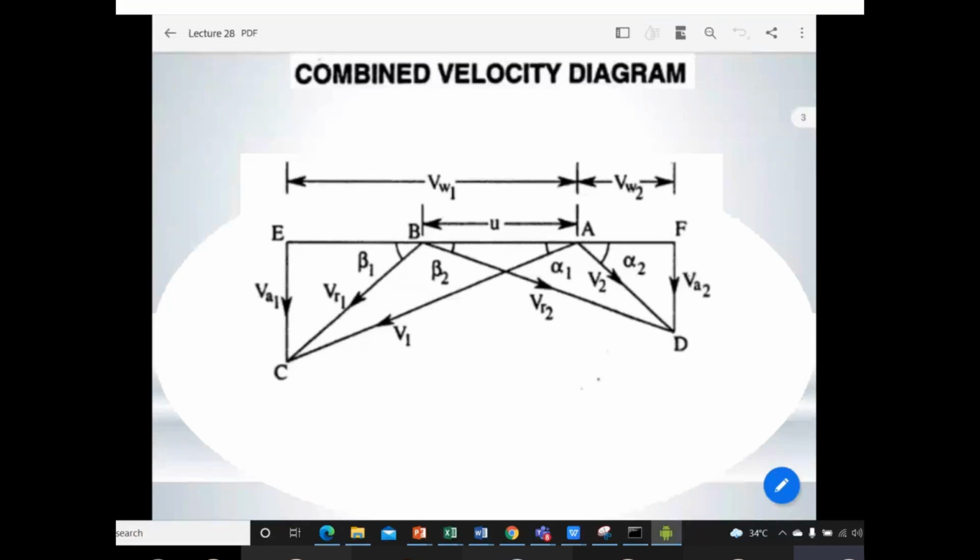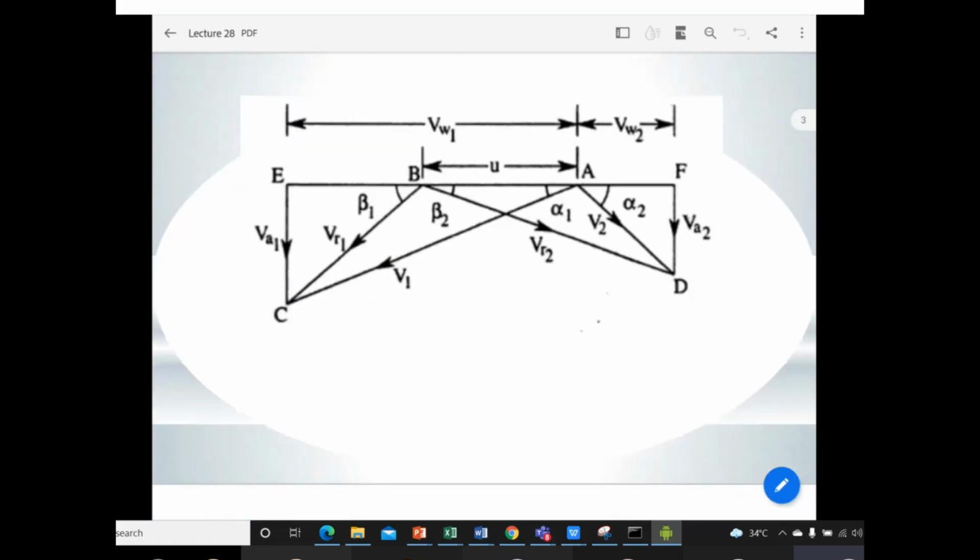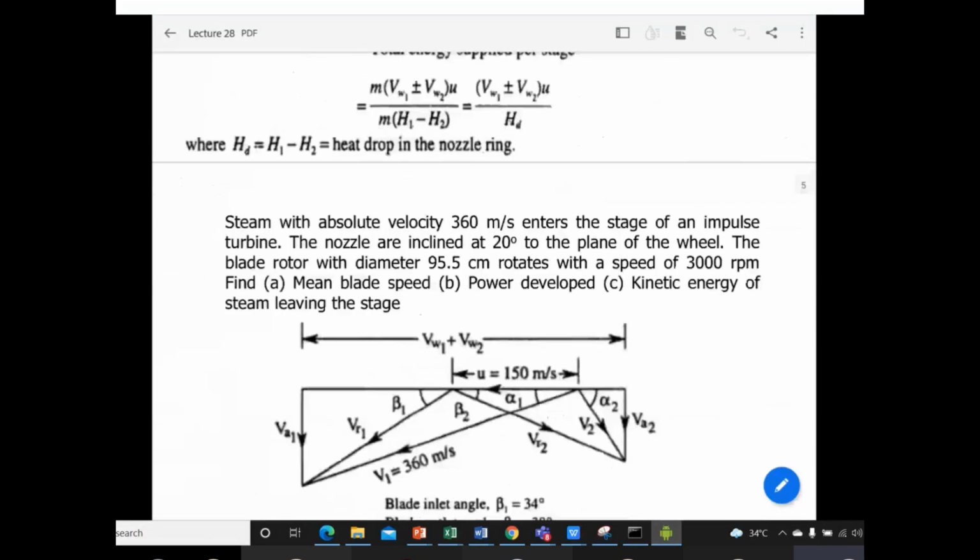But in this class, I'm not going towards more complex things, so I'm not going to make you draw all these combined velocity diagrams according to scale. Rather, I will provide all the data in the figure, and you just have to put in the formulas and directly calculate the values. Okay, so I have just made it simple. So coming towards the first question.